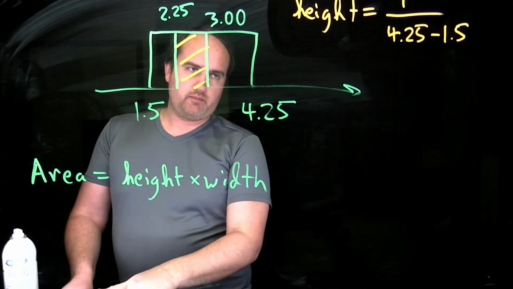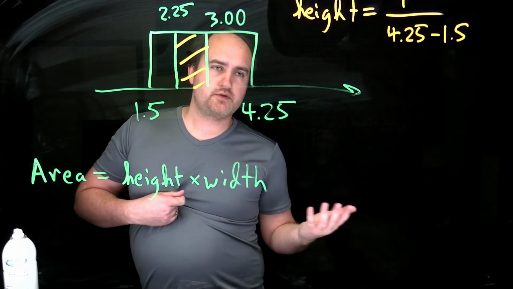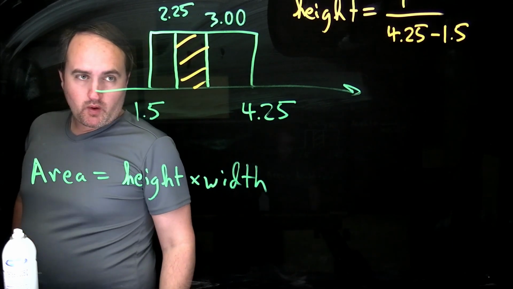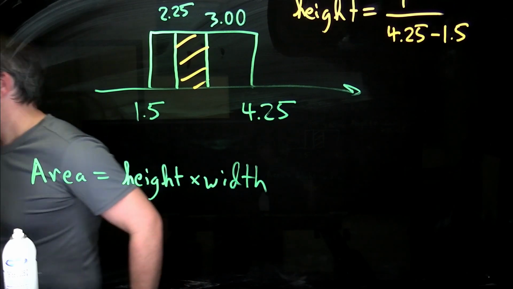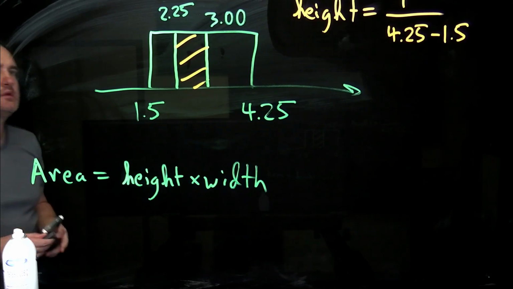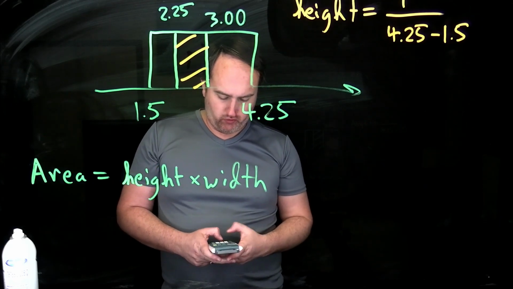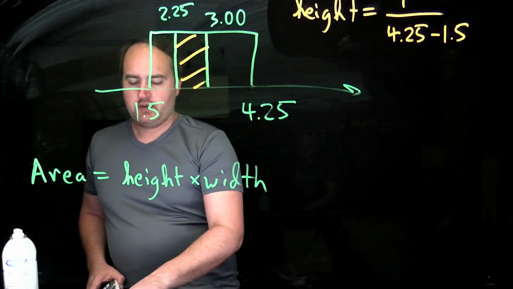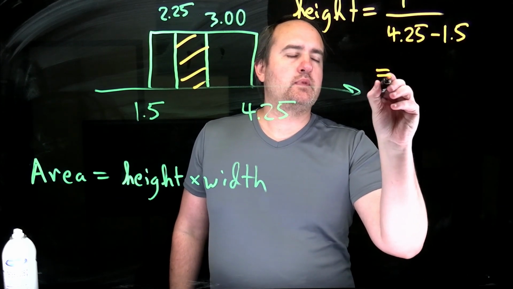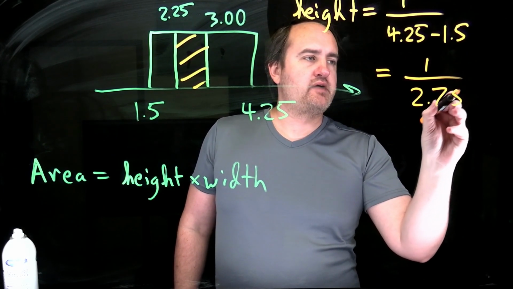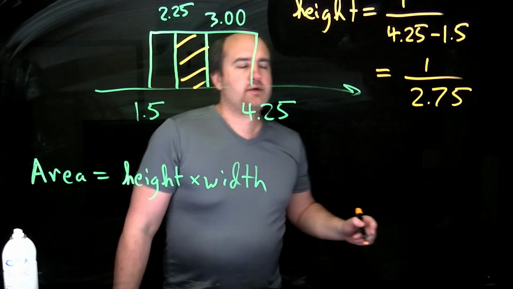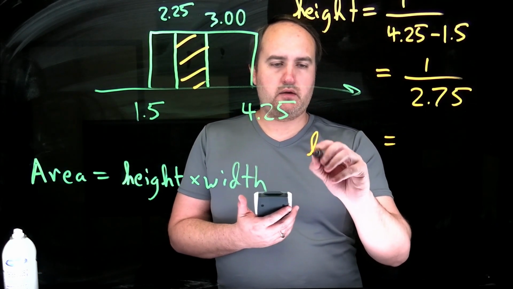So at this point, I want to use my calculator. I might be able to do this in my head, but I would prefer to just type in 1 over 4.25 minus 1.5 into my calculator. So let me grab my calculator. Okay, so 4.25 minus 1.5 gives me a height of 1 over 2.75. Okay, so 1 over 2.75. And then if I go ahead and do that division, 1 divided by 2.75 gives me a height as a decimal.